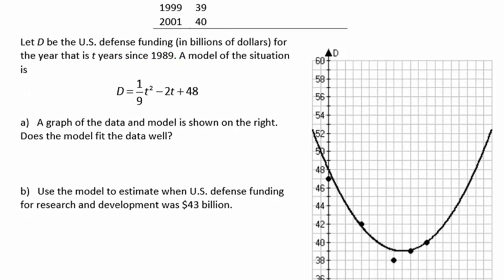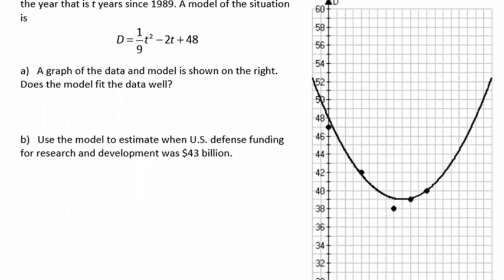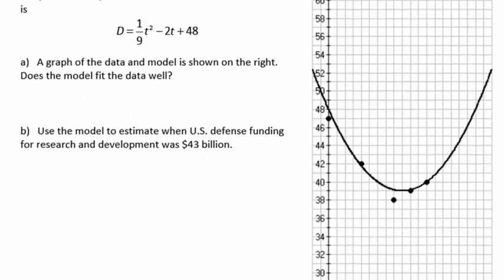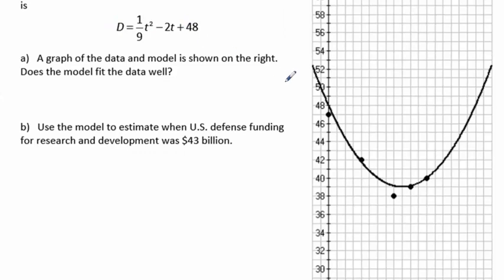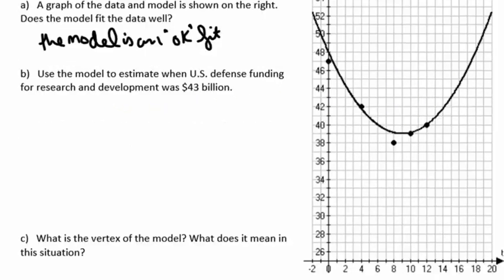That model has been graphed with the data already for us. If it wasn't graphed, I could make a scattergram of the data and graph the model. And the first question is, does the model fit the data well? It does fit it well. It's not perfect. I might be able to get a better model that would go a little bit lower to include this point. So it's not the best fit, but the model does fit the data. It's not way off.